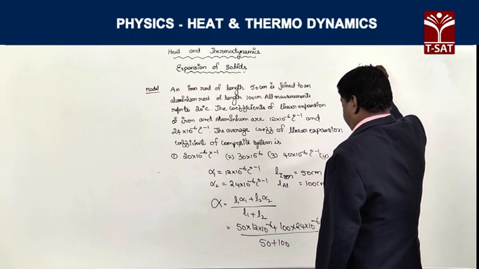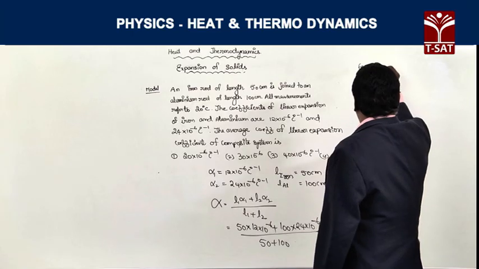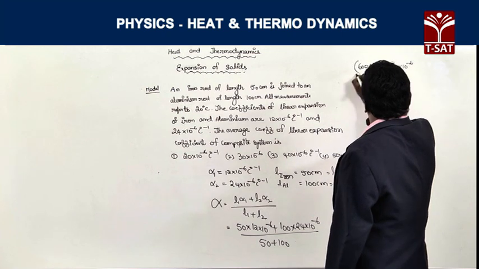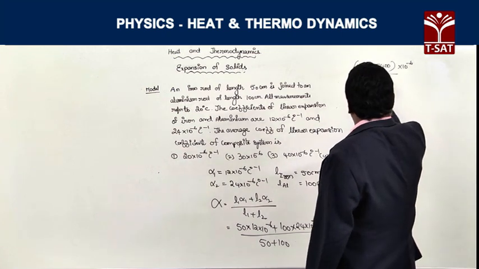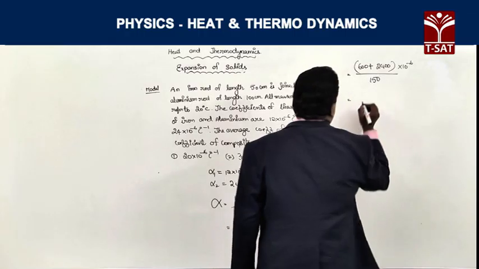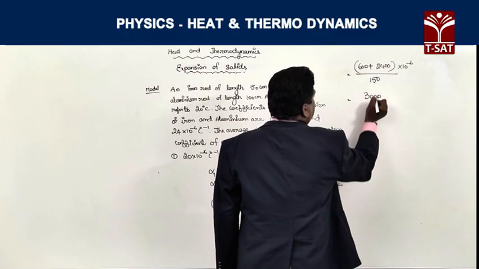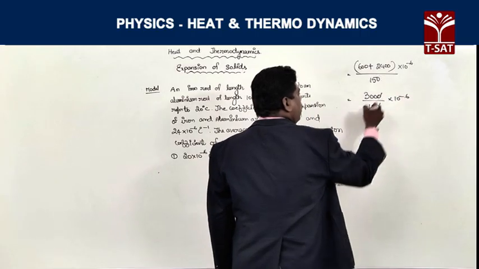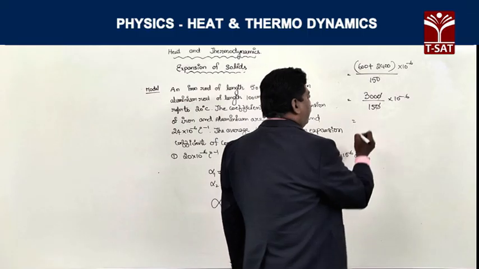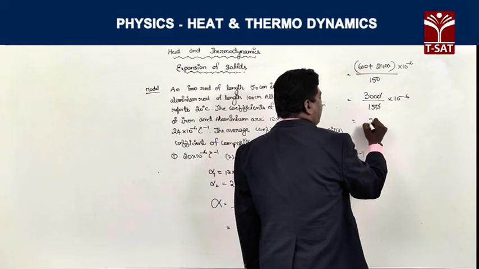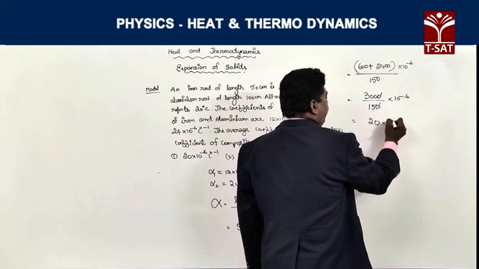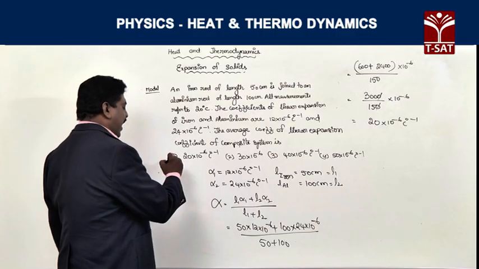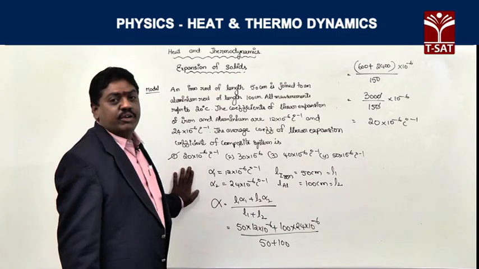From which we get (600 plus 2400) into 10 to the power of minus 6 divided by 150, which is 3000 divided by 150 into 10 to the power of minus 6. So, the zeros get cancelled, and 15 20s, we can say. So, 20 into 10 to the power of minus 6 per degree Celsius. So, we have the result as the first option, which is 20 into 10 to the power of minus 6 per degree Celsius.